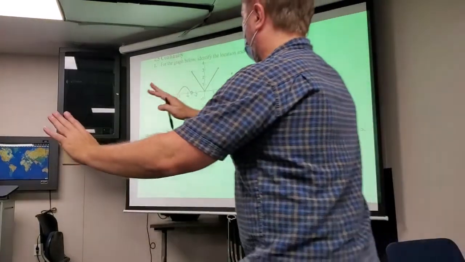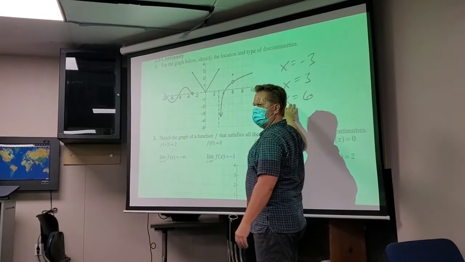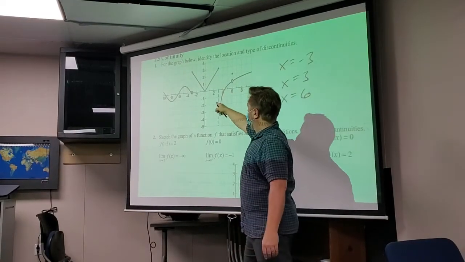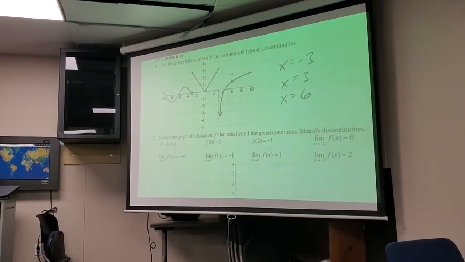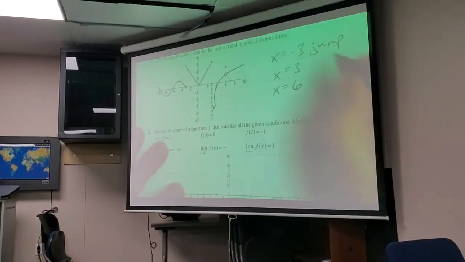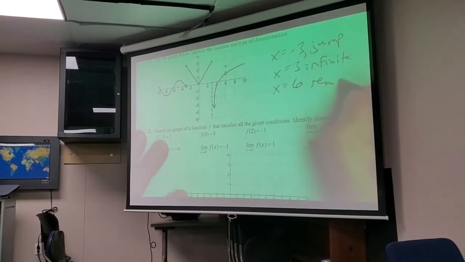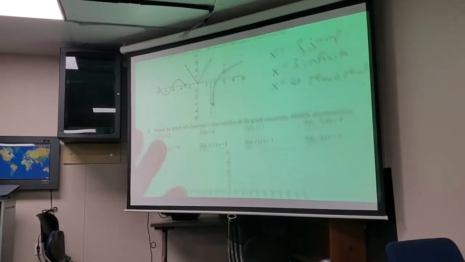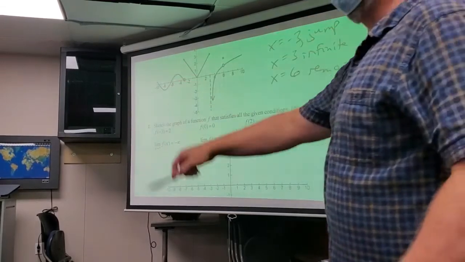Now, anybody see any other spots besides these 3 that we have to worry about? No. What's happening at -3? Who could be more specific? Jump. What about at 3? Infinite. I like it. And what about at 6? Removable. And do you see how the city tried to remove that pothole? They tried, but again, they put the filling in the grass beside the street.